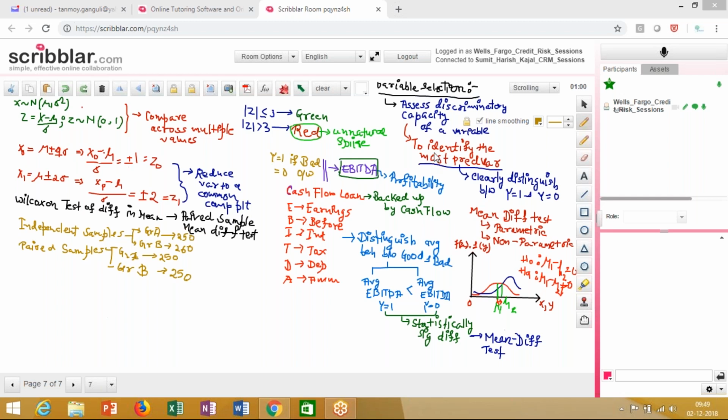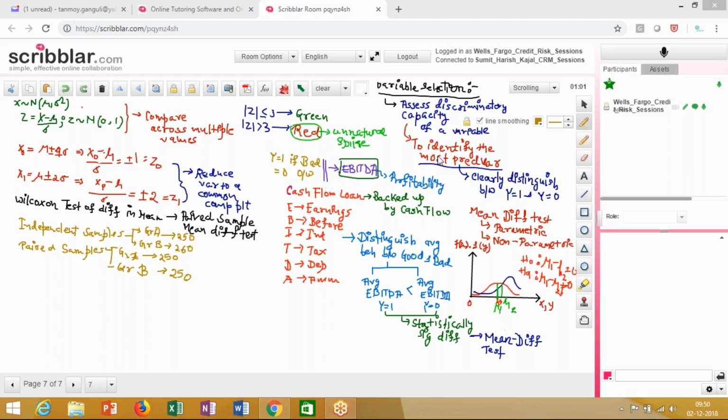Okay. Great. So basically, if you have a continuous variable and you want to understand whether that variable has a significant discriminatory capacity or not, what you do is you look into its average behavior across the two different categories and you check whether the difference in the average behavior is statistically significant or not. So that is precisely what the framework for continuous variables is.